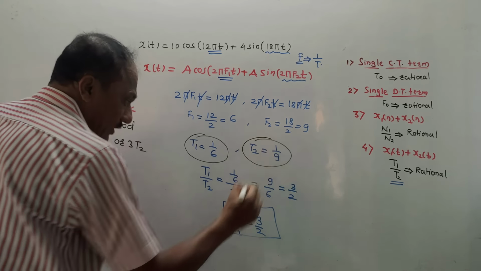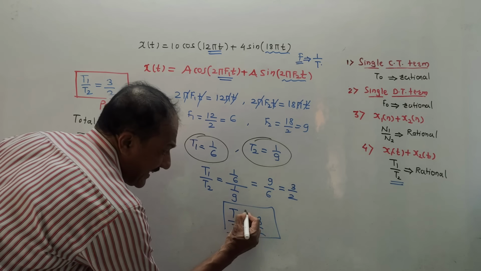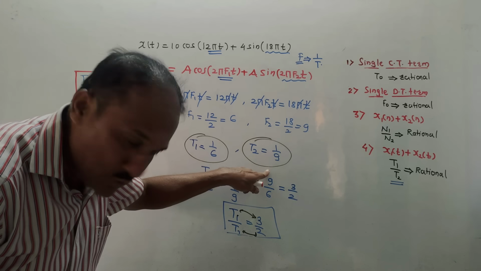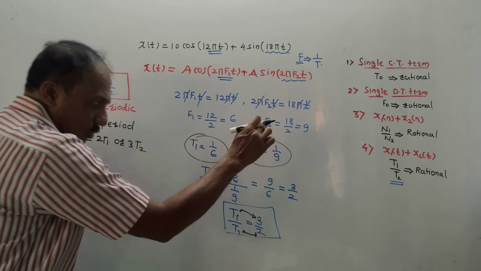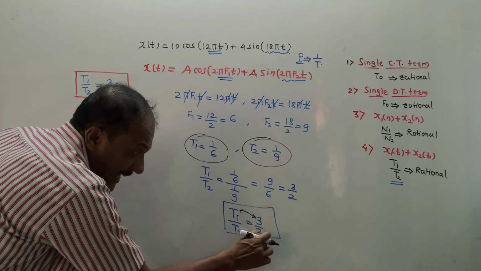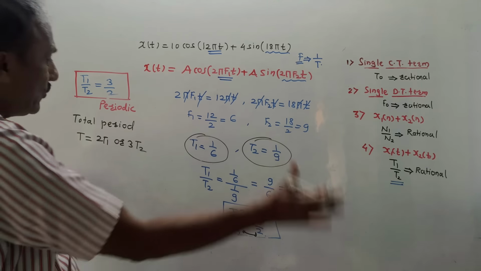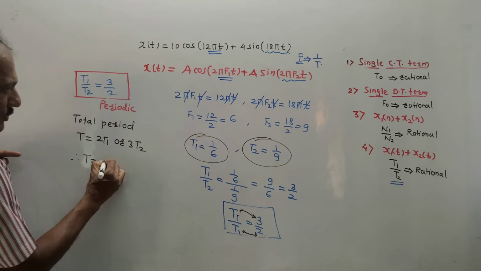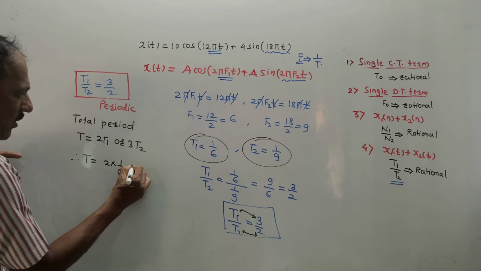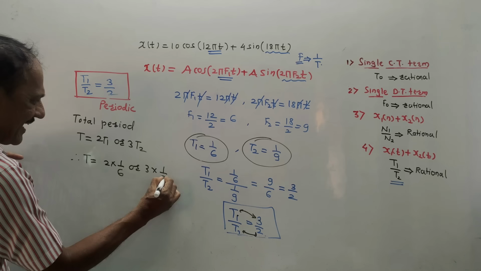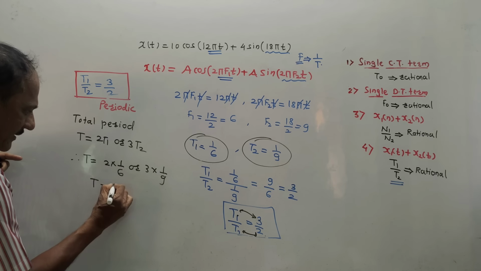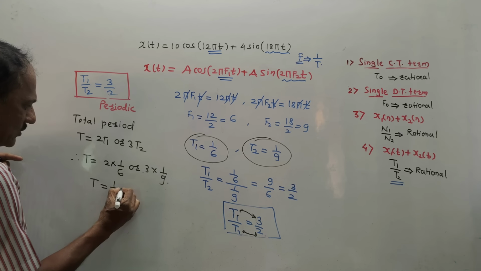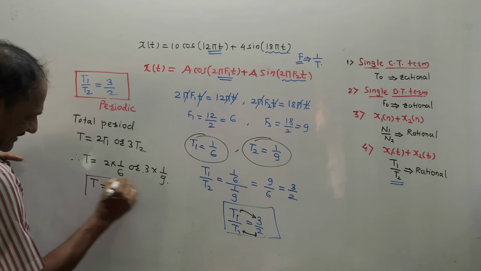Now check the original values of T1 and T2. These are original values. These are simplified values. Don't treat it like this. Don't take T1 as 3 and T2 as 2. No. Take original values. So the original value of T1 is 1 by 6. The original value of T2 is 1 by 9. This answer you got after simplification. So you need to consider original values. Therefore, the fundamental period T is equal to 2 into 1 by 6 or 3 into 1 by 9. So in any case you will get 1 by 3. So the fundamental period is T equal to 1 by 3, unit is second.